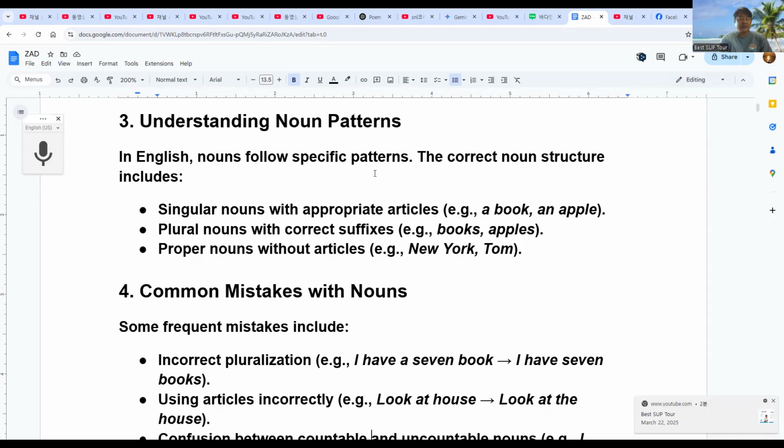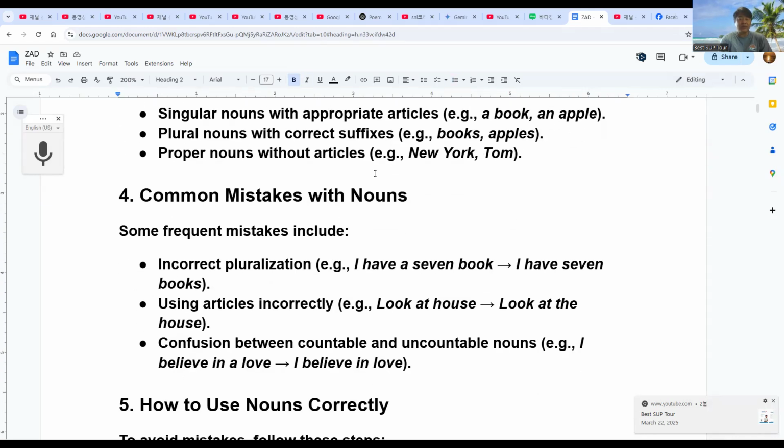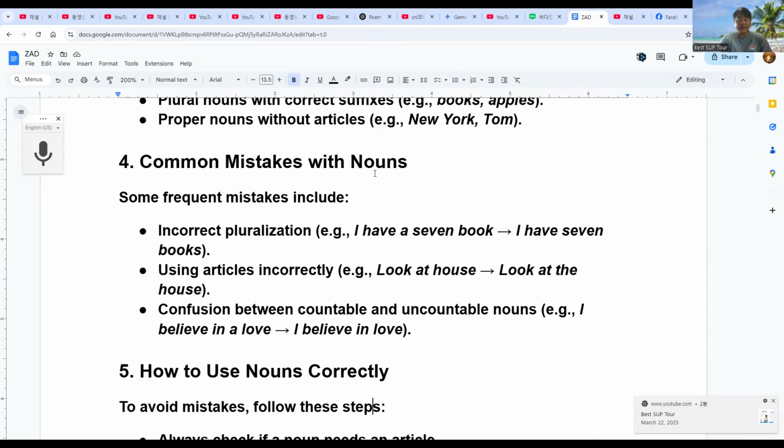Common mistakes with nouns. Some frequent mistakes include incorrect pluralization: I have a seven book. Correct: I have seven books. Using articles incorrectly: Look at sky, house. Correct: Look at the sky, the house. Confusion between countable and uncountable nouns: I live in oven. Correct: I believe in love.